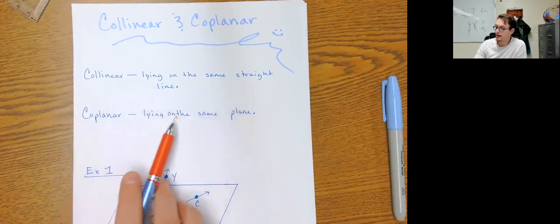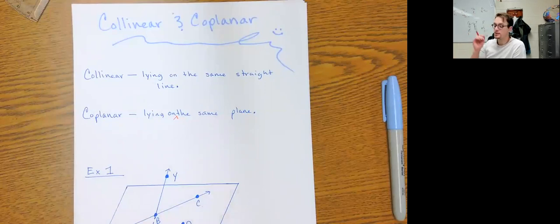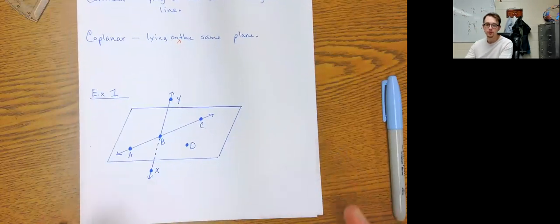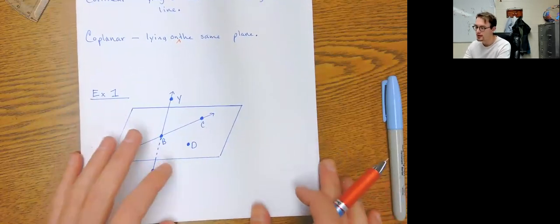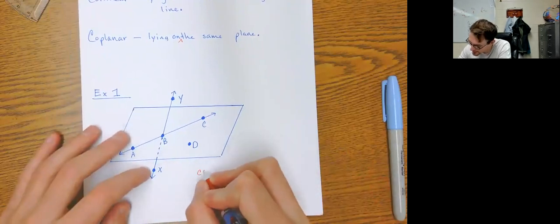Coplanar means lying on the same plane. Now, coplanar, you can actually have coplanar lines and other coplanar things. But for the sake of this entire activity, I'm going to be talking specifically about points, whether they're collinear points or coplanar points. So let's go to example one. And I'm just going to go through two examples. I think that's more than enough. Collinear. Let's do that first. So collinear.